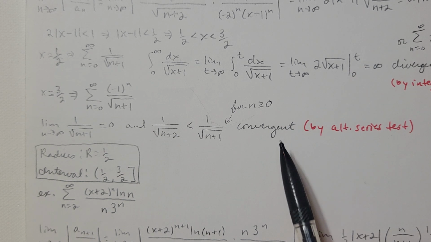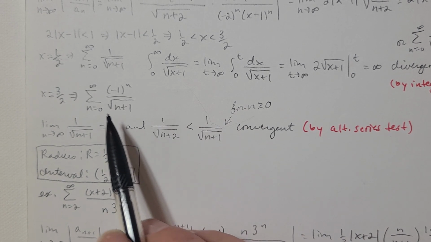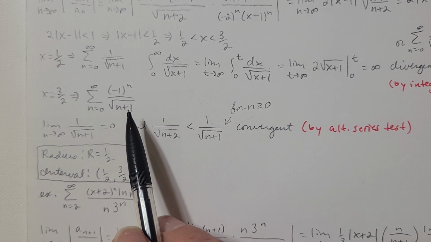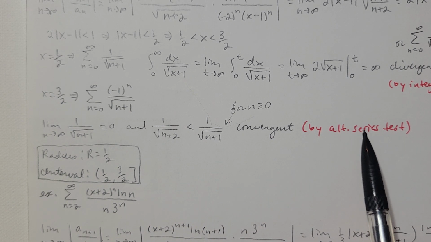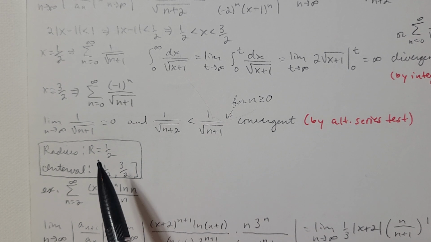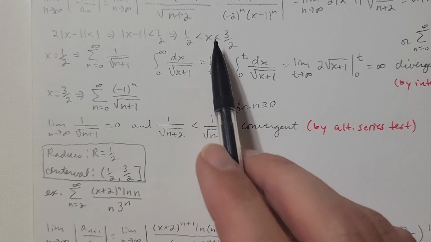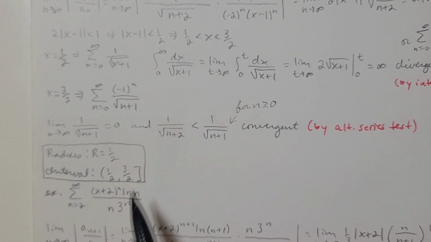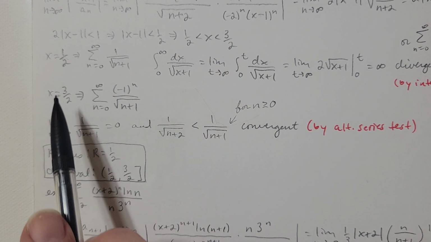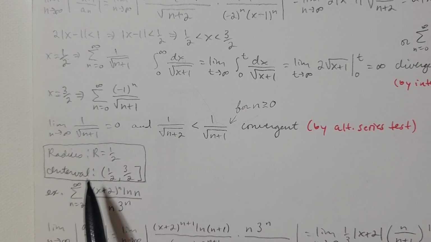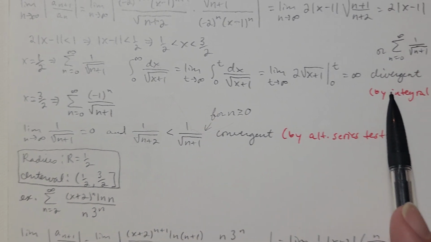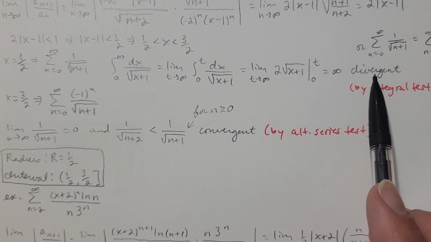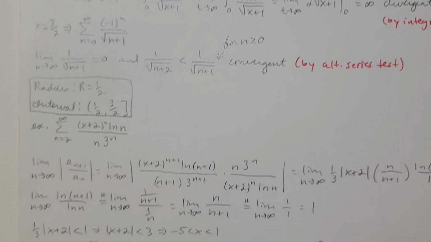Okay, so in other words, we've got a convergent series here when x is 3/2 by the alternating series test. So the radius is 1/2. We already said that right here. The interval is 1/2 to 3/2, and we're including 3/2. We're not including 1/2 there, right? Because we got a divergent series. Okay.